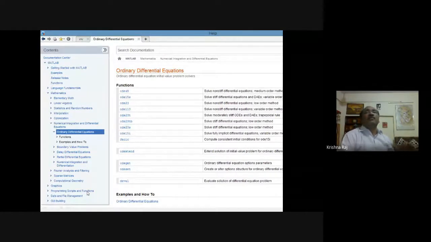Means all the information is with us if you have MATLAB, or you can utilize the concepts of MATLAB by visiting the MathWorks site, www.mathworks.com.